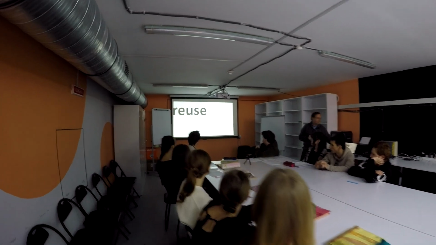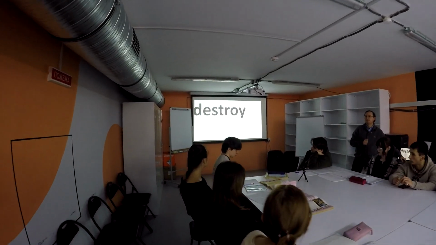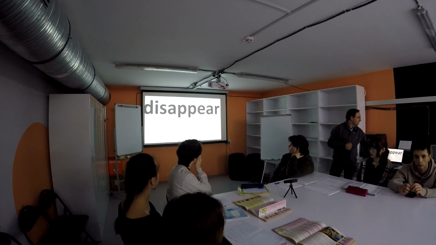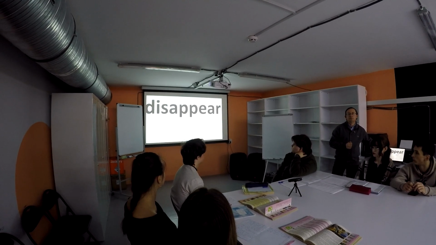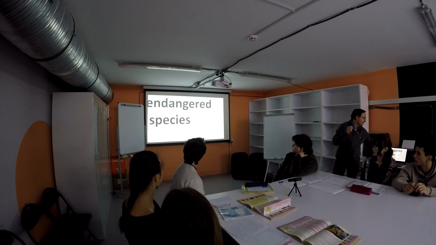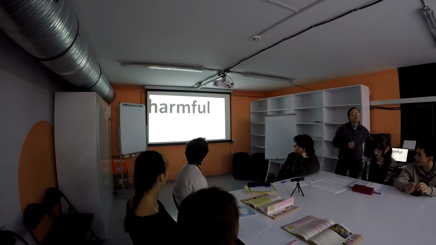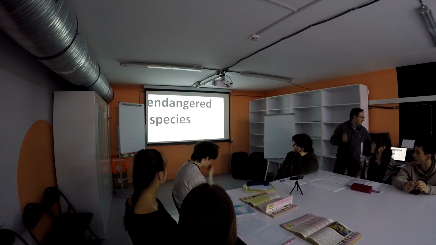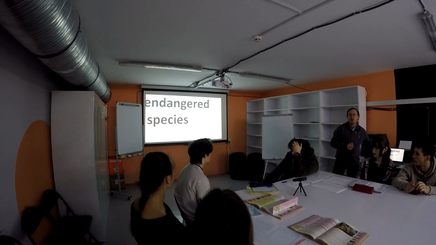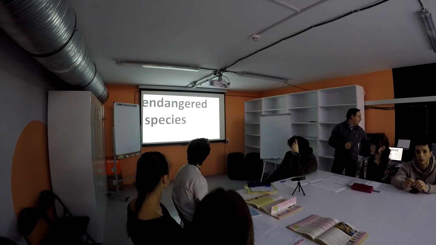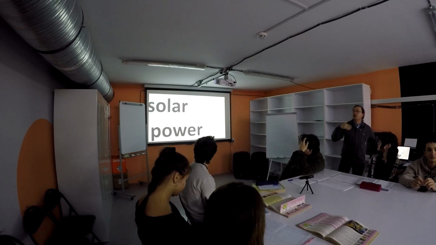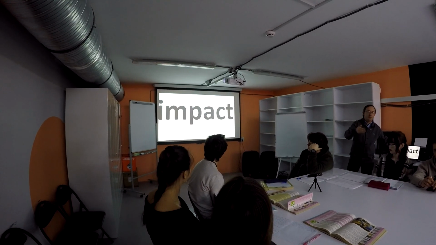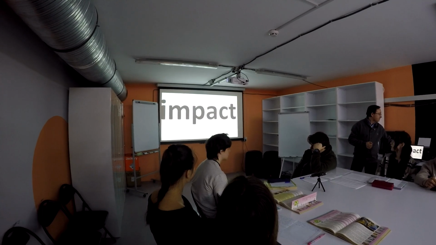Nastya Kovshova. Destroy. Something bad. What is it? Знищувати. Okay. Nastya Kovbych. Disappear. Зникати, right. Sorry, I skipped one. Vladyk. Harmful. Шкідливий. Something bad. Harmful, yes. Okay. Alyosha. Endangered species. Вимерлі види або види, яким загрожує вимирання. Вони ще не вимерли. Artem. Solar power. Це сонячна енергія. And Yulia, please. Impact. Вплив.